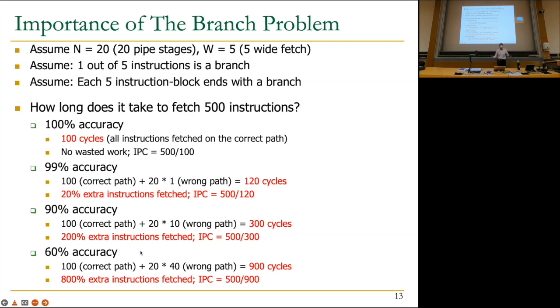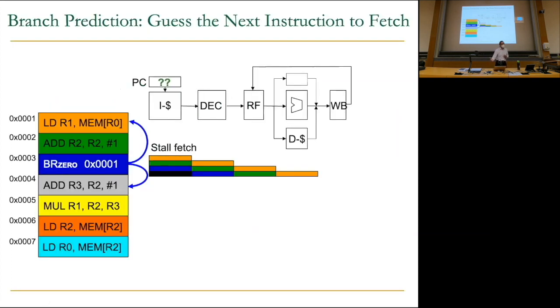But I would argue that even 90% accuracy doesn't cut it, because you're wasting a lot of power also, right? 200% extra instructions fetched. Does it really make sense to fetch, out of every 3 instructions you fetch, 2 instructions is useless, basically. That's what this means. I'm not even going here, right? Out of every 9 instructions I fetch, 8 instructions is useless over here. So that's why branch prediction matters a lot. Okay, that's why we're going to spend, let's say, 1.5 lectures on it.